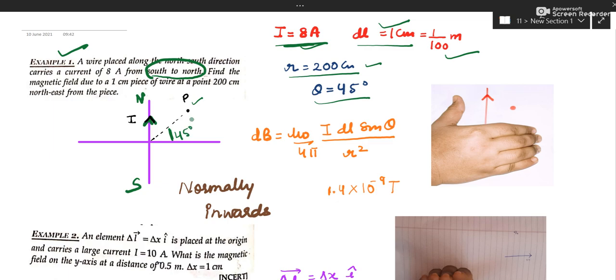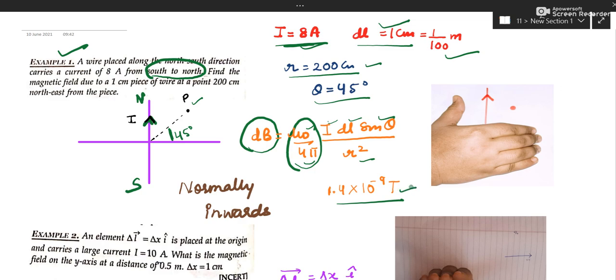So we'll make use of Biot-Savart's law to find out this magnetic field. dB is equal to mu naught by 4 pi I dl sin theta by r square. All the quantities are given. Mu naught by 4 pi, everyone knows that is 10 to the power minus 7. You can substitute the values and you can report the answer in Tesla.